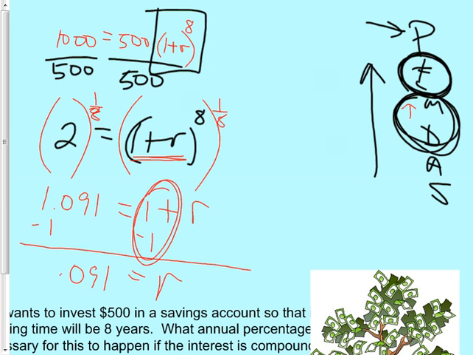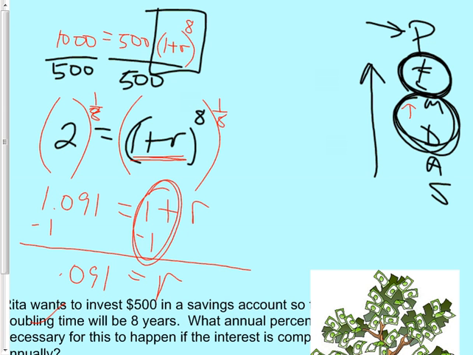What does that mean? 9.1% interest will make this person's money double. We started with this $500 in the savings account. She wanted it to double in 8 years. That's what you needed, was 9.1% interest.